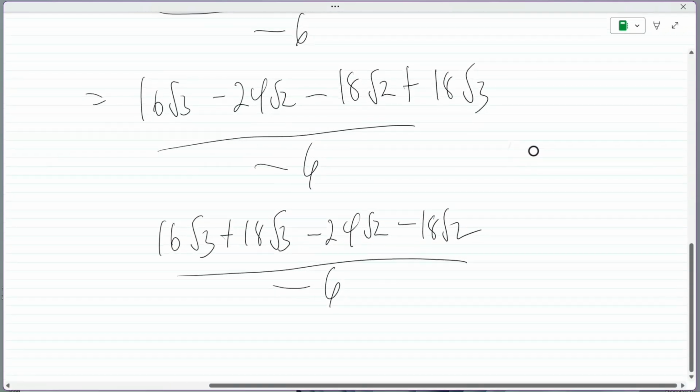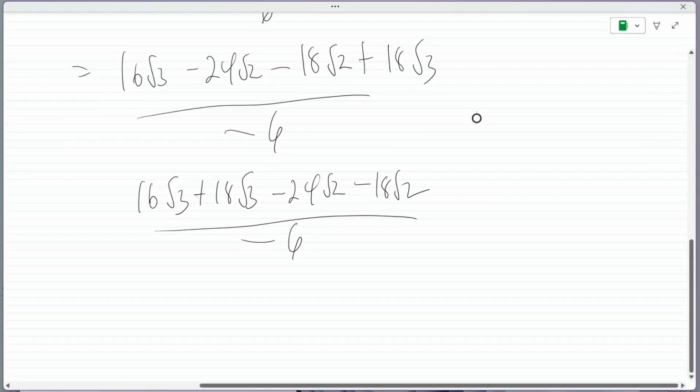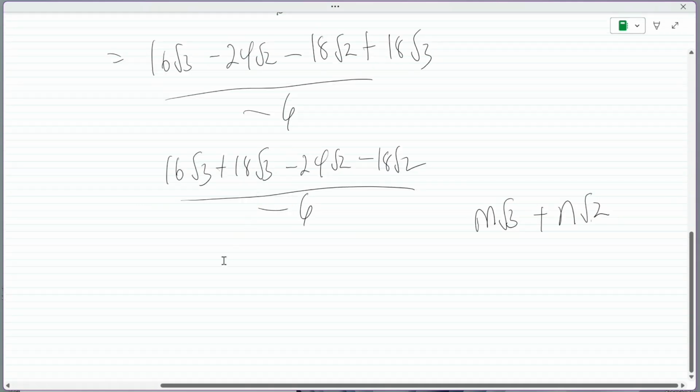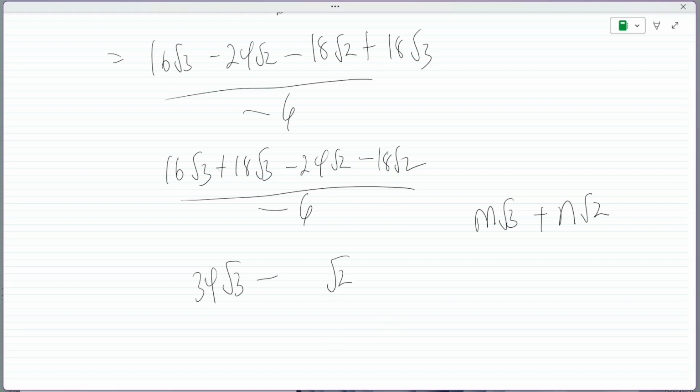And from the question, it says you have it in the form where you have m root 3 plus n root 2. 16 root 3 plus 18 root 3, you pick one of the root 3's. 16 plus 18 is 34. Then you have minus 24 root 2 minus 18 root 2. You're owing on both sides. That will give you minus, then you have your root 2. It will be minus 42 over minus 6.